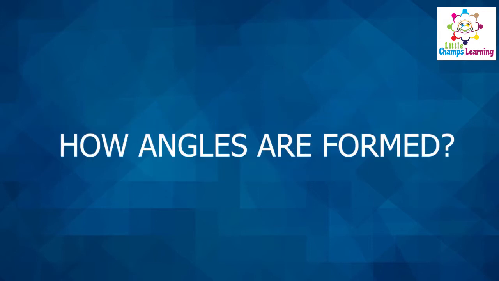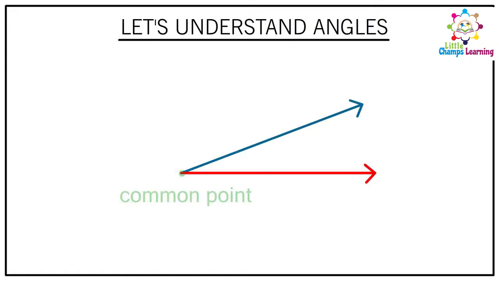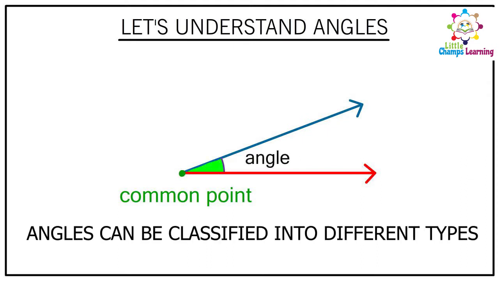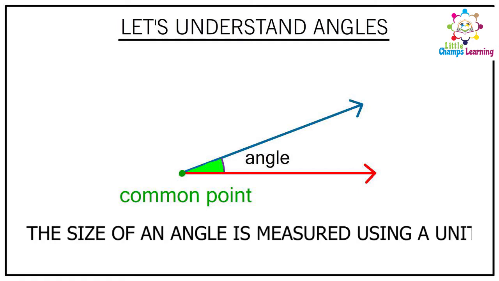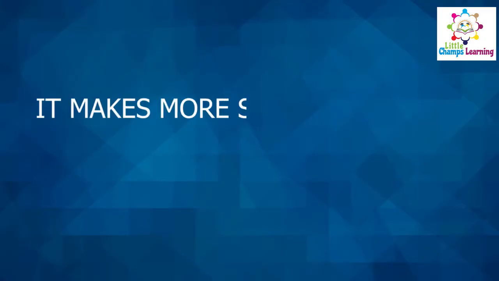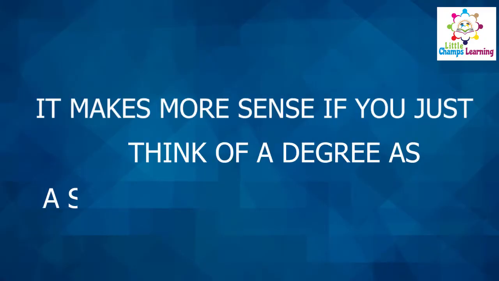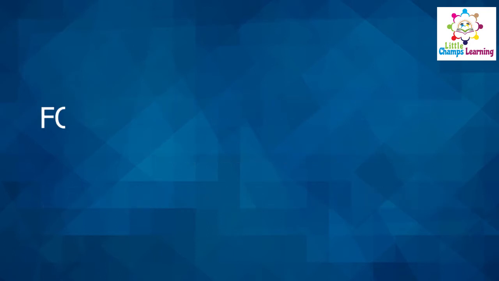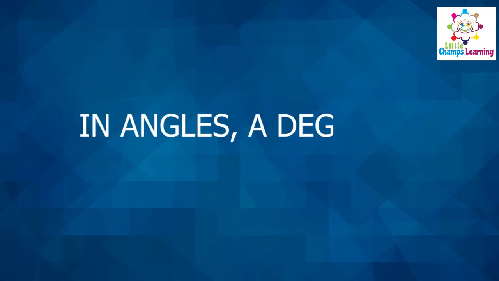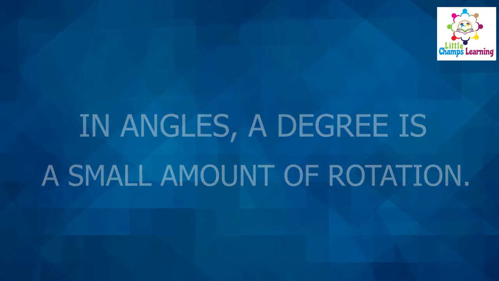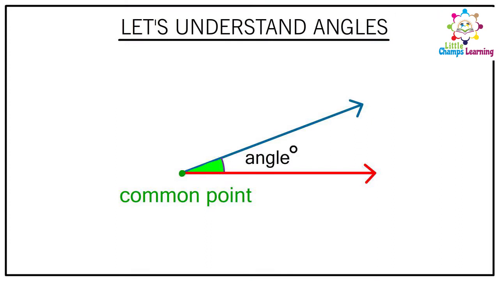To begin with, we will try and understand how angles are formed. When two rays meet at a common point, an angle is formed. Angles can be classified into different types based on their measures. The size of an angle is measured using a unit called degree, and it makes more sense if you just think of a degree as a small amount of something. For temperature, a degree is a small amount of heat, whereas in angles a degree is a small amount of rotation. It's denoted by a small circle after the number near the top.